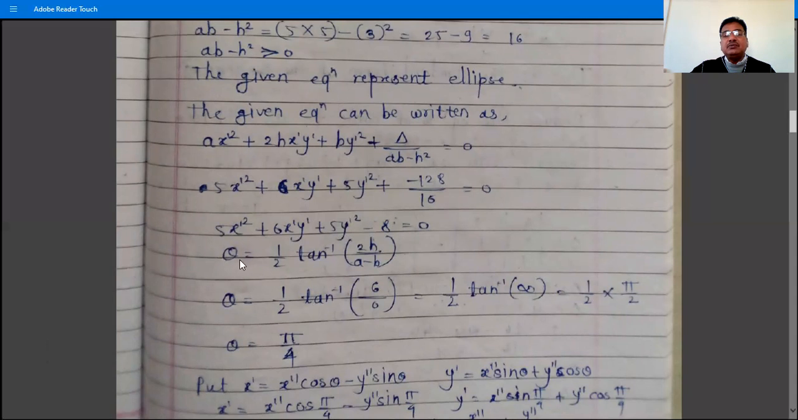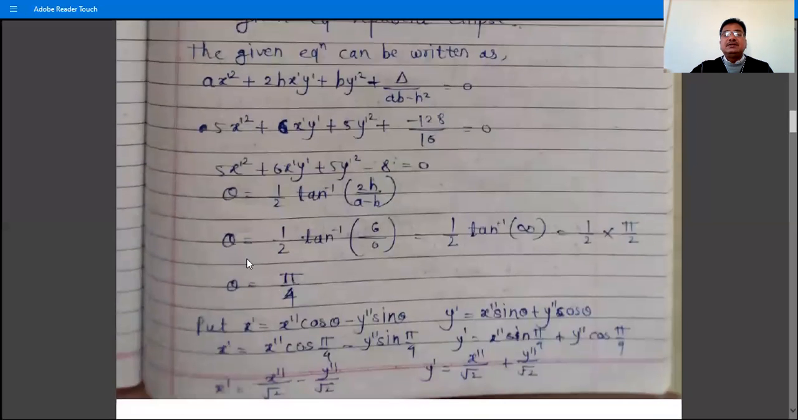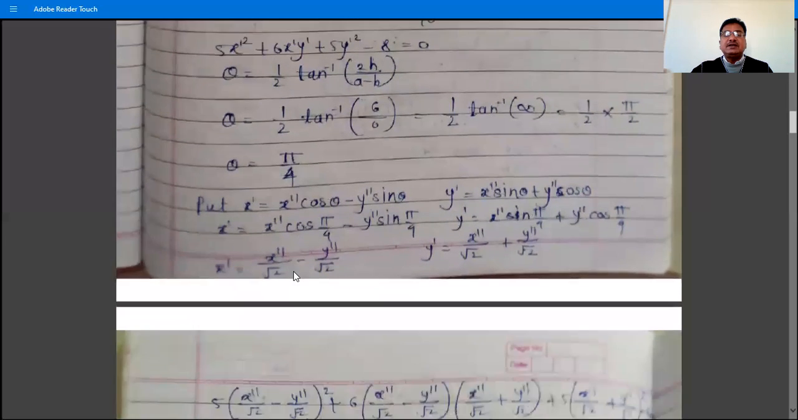Equation number 2 is the transformed form of the equation after shifting the origin to the center of the conic. Then we have to rotate the axis through an angle theta equal to 1/2 tan inverse 2h divided by a minus b. If we rotate the axis through this angle, then the product term is deleted from this equation. So theta is 1/2 tan inverse, 2h is 6, a minus b is 0, and so tan inverse infinity is pi by 2. Six by 0 means infinity, something by 0 is infinity. Tan inverse infinity is pi by 2. So theta is pi by 4.